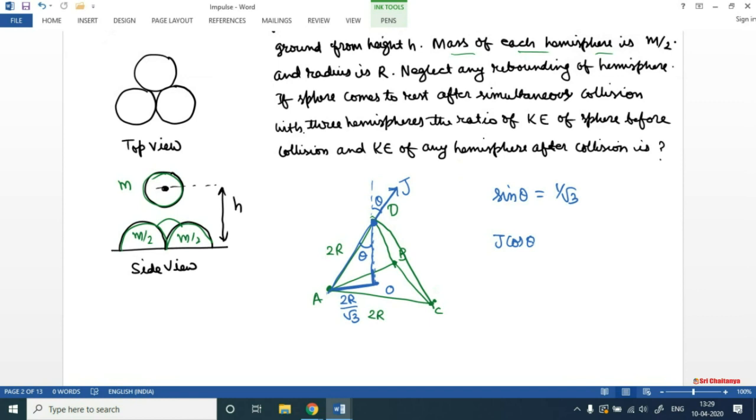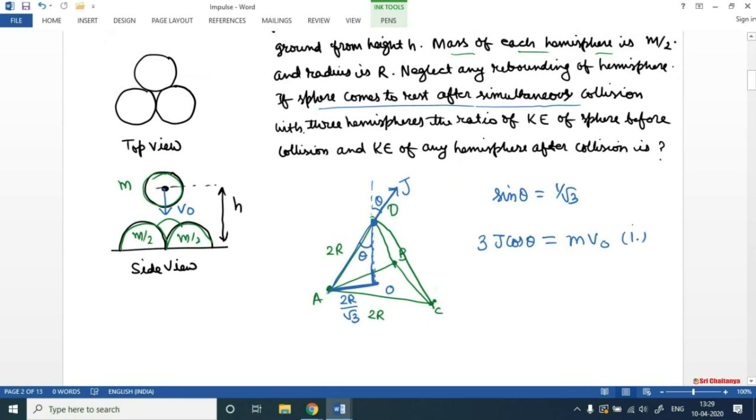This is the impulse exerted by one hemisphere on the sphere in the vertically upward direction. Since we have three hemispheres, that would be 3J cos theta. We are told that the sphere comes to rest after the simultaneous collision, so its linear momentum immediately becomes zero. Just before the collision its velocity was v naught, so the change in linear momentum is simply mv naught. That is equation number 1.